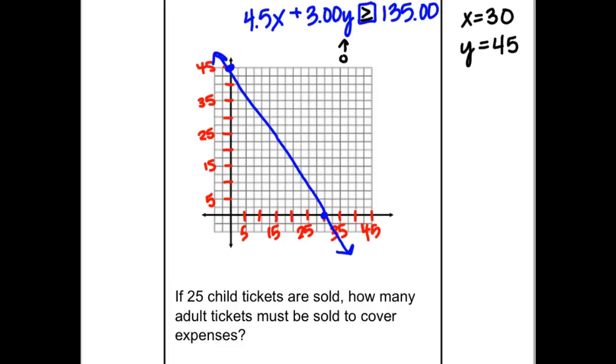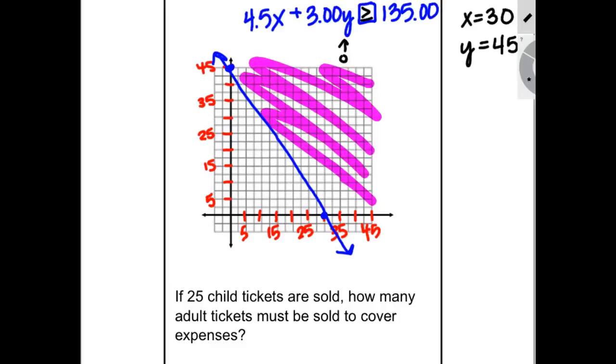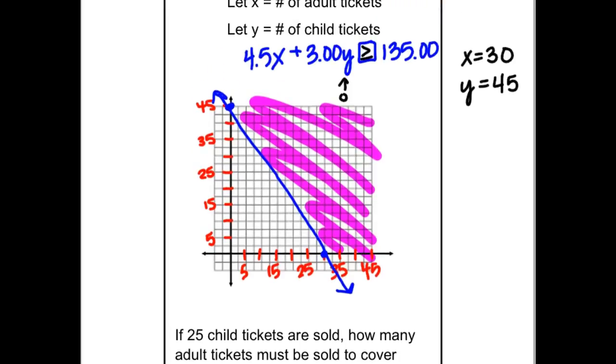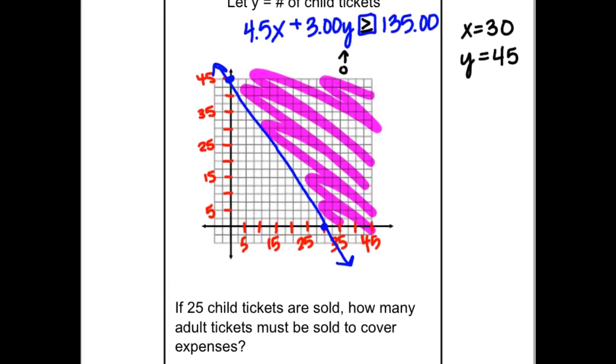So I'm going to try 0, 0. If I put in 0 and 0, I get 0 is greater than or equal to 135. That does not work. And so therefore my shading is going to be out here. And so now the second piece says if I have 25 child tickets, which remember, child tickets are y, then how many adult tickets might be sold to cover the expenses?